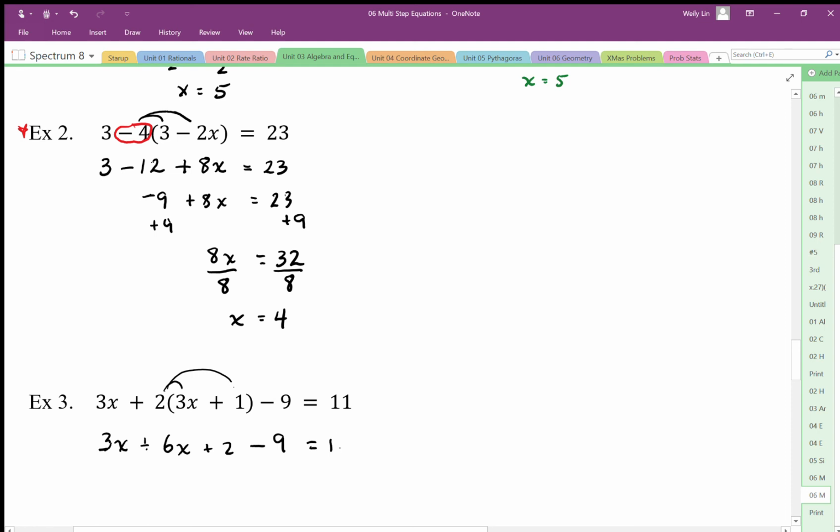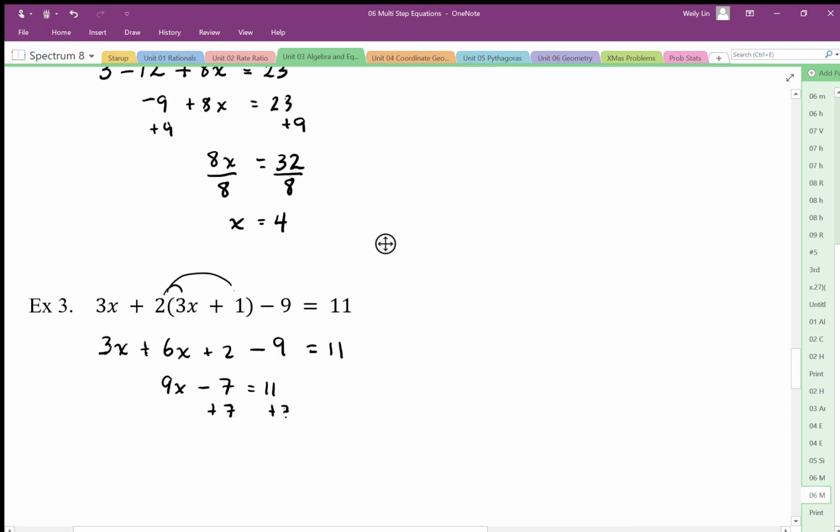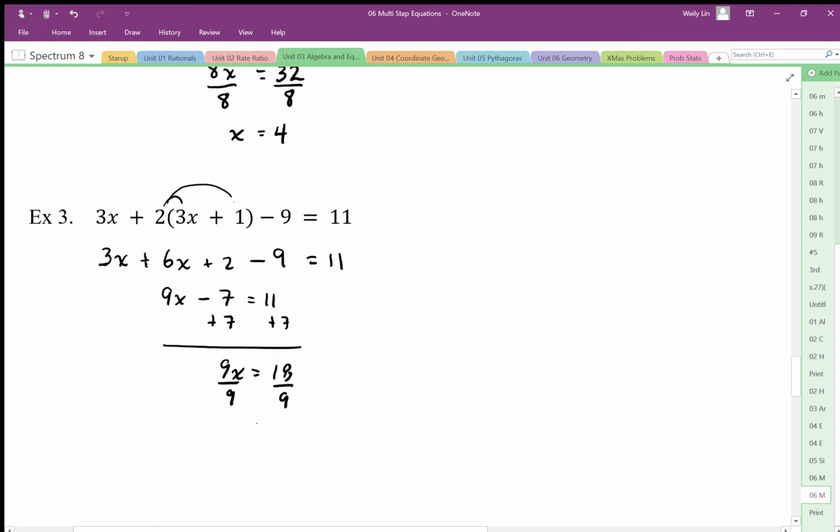Okay, so equals 11. Combine like terms. 9x minus 7 equals 11. I'm going to now get rid of my minus 7 with the plus 7. 9x on the left side equals 18 on the right side. Divide by 9. X equals 2.